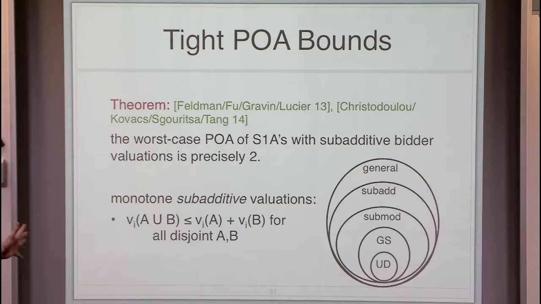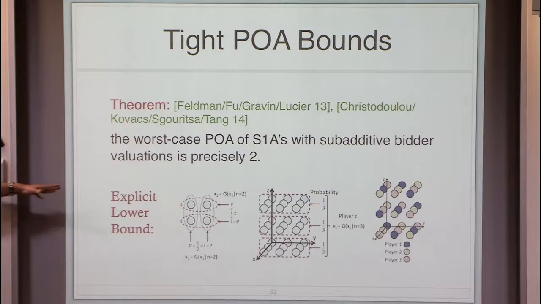Okay, so that's the upper bound, which is very cool. The lower bound by Christodoulou, Kovács, Sgouritsa, and Tang is just really impressive. Because these are complex games, and they devise, I'm just going to put a figure here of some of the gadgets in their ingenious construction.